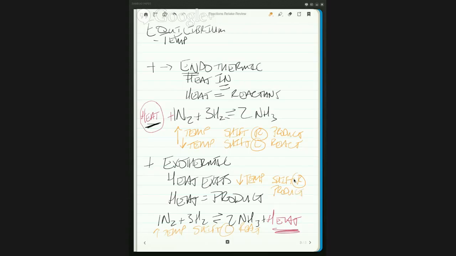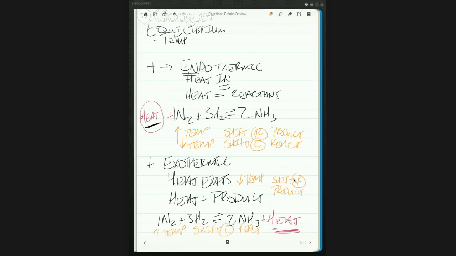Okay, and actually those are true every single time. If it's exothermic and you increase heat, it's going to shift left to the reactant side. If it's endothermic and you increase heat, it's going to shift right to the product side. That's true every single time.